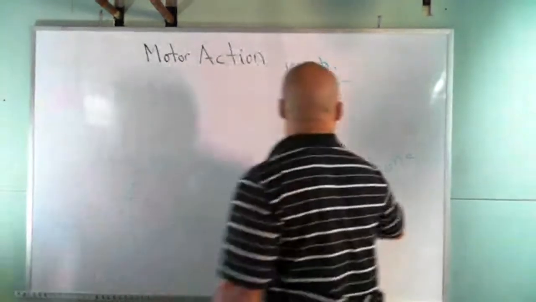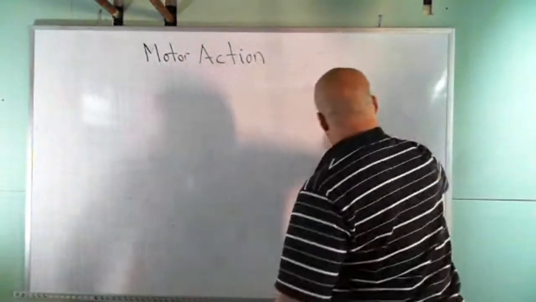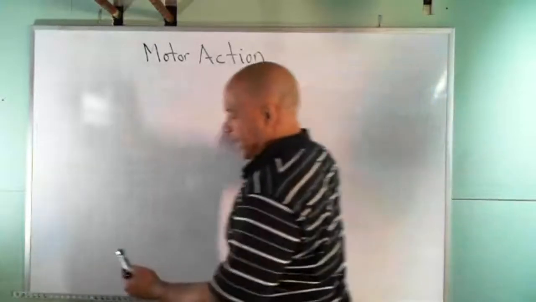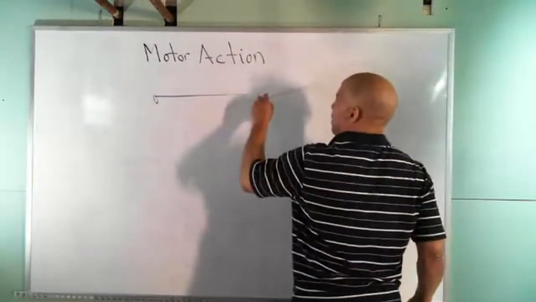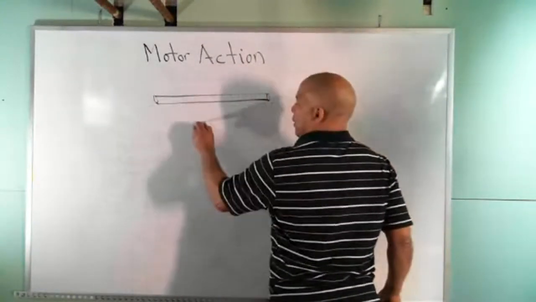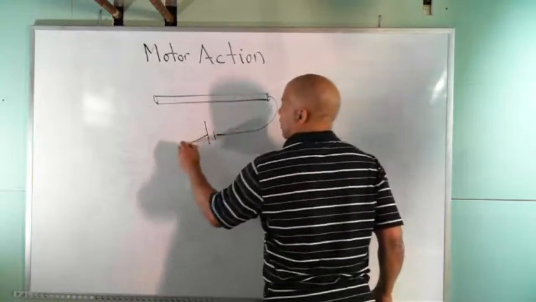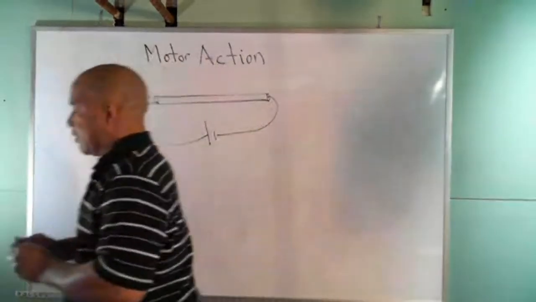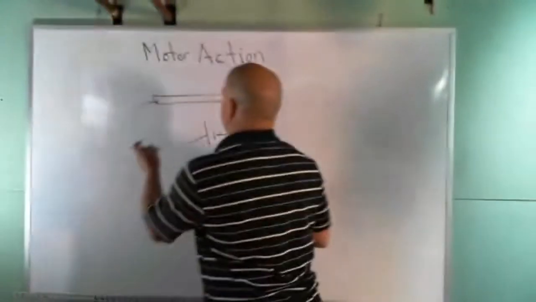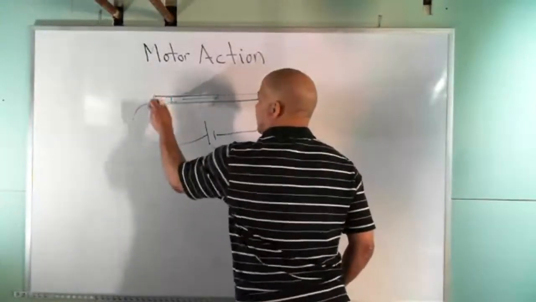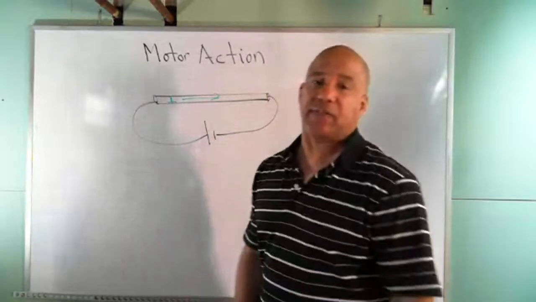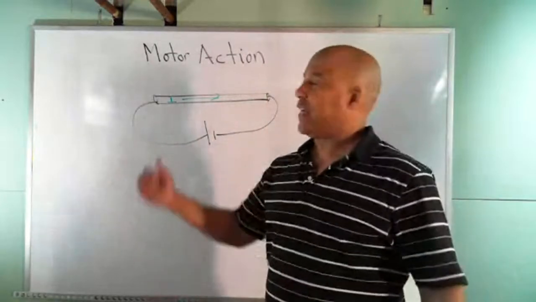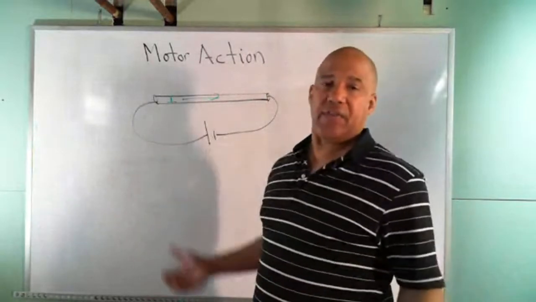Go back to the situation I had before when I had a conductor. I got this conductor. I got it hooked to a voltage source. Current is going to flow through the conductor, and it's going to create a magnetic field around the conductor. And if I ask you for the direction of the magnetic field, it's easy. All you got to do is the right-hand rule, and you can give it to me.